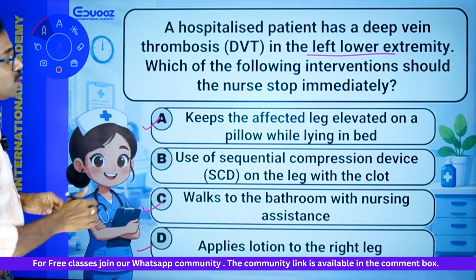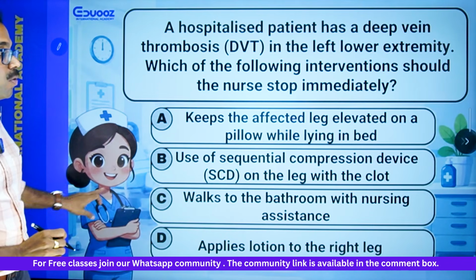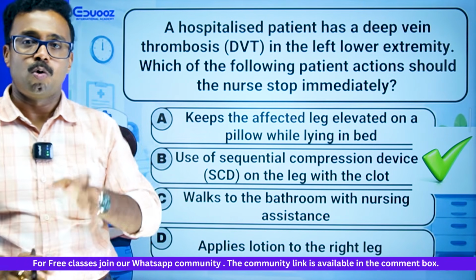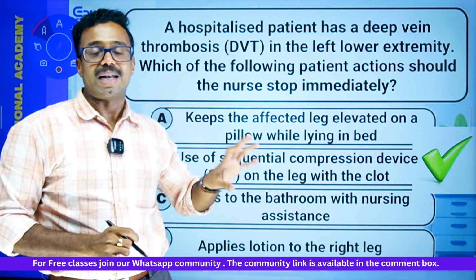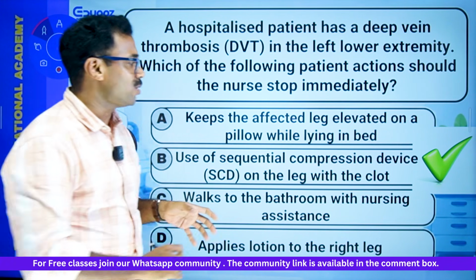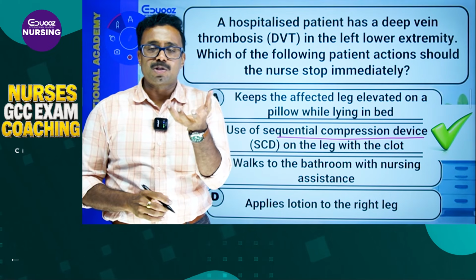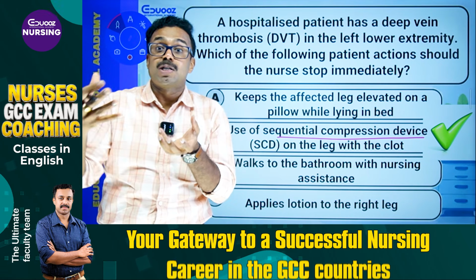So here, what would the answer be? The answer would be option B, use of a sequential compression device on the leg with the clot. Why are you not supposed to use this device over that leg? Actually, what is this sequential compression device, or SCD? This SCD applies intermittent pressure over that area.